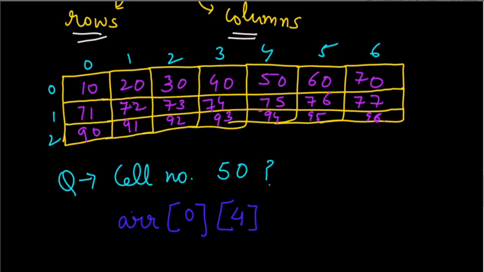Okay, so here is the diagram. Here is the table. You can see, for example, I need to calculate the cell number 50. So a array, in first bracket rows, we will calculate the rows, that is row is 0. So these are the rows and these are the columns. There are 7 columns and 3 rows. So the row is 0 and the column is 4. So the column position index is 4.